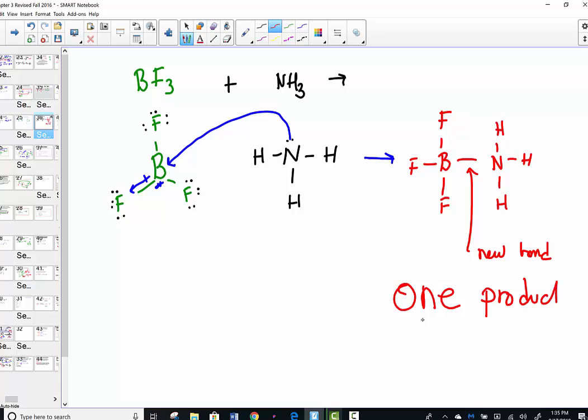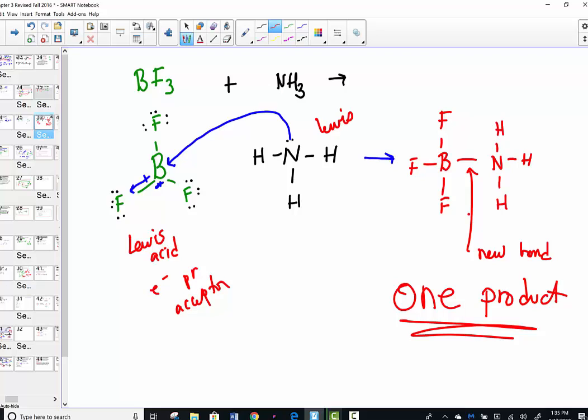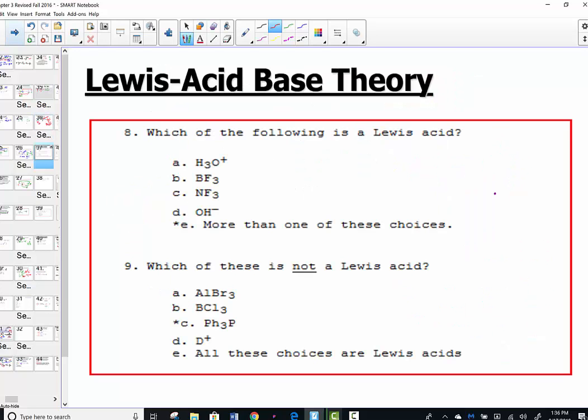There is no such thing as conjugate pairs from the Bronsted-Lowry theory. It's not brought forward to the Lewis theory. When we form a new bond, it's one product. This would be called a Lewis acid because it accepted an electron pair. This is called a Lewis base because it transferred an electron pair. A Lewis base, a Lewis acid, all about electron push arrows.